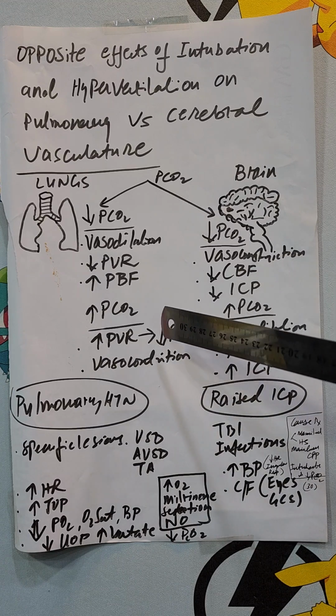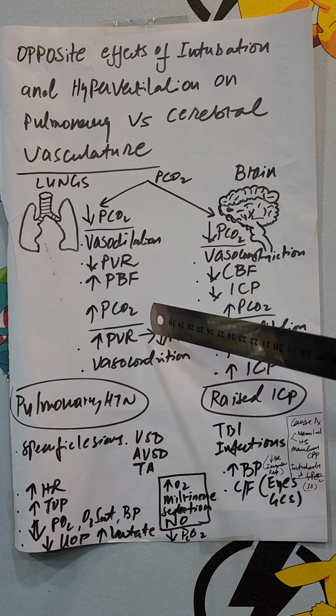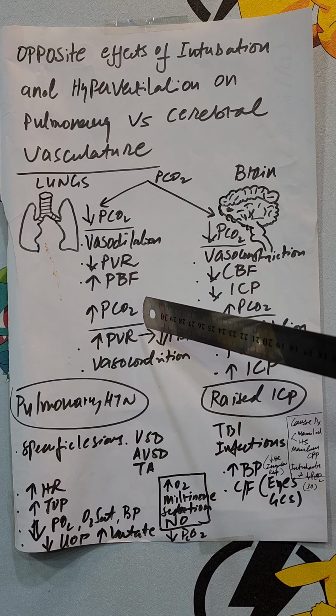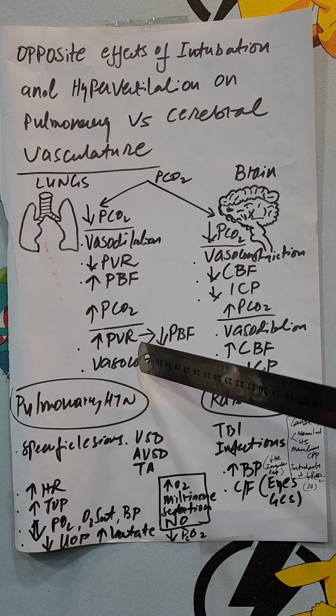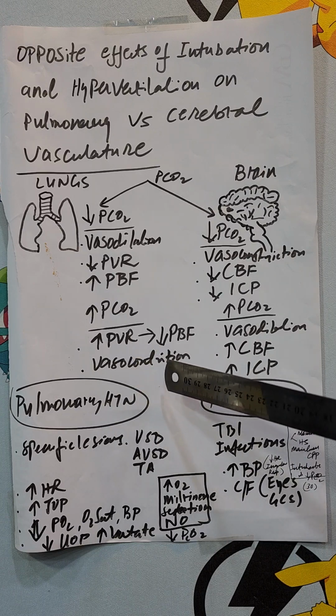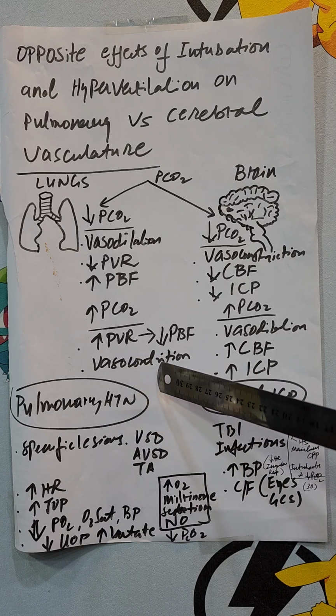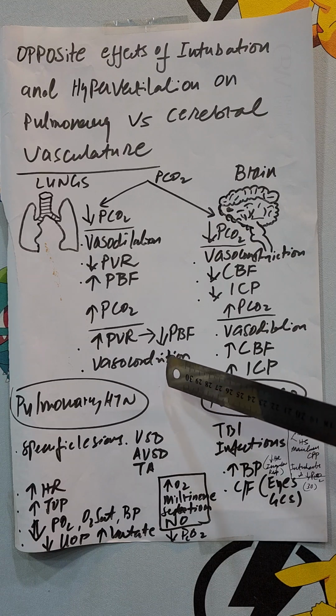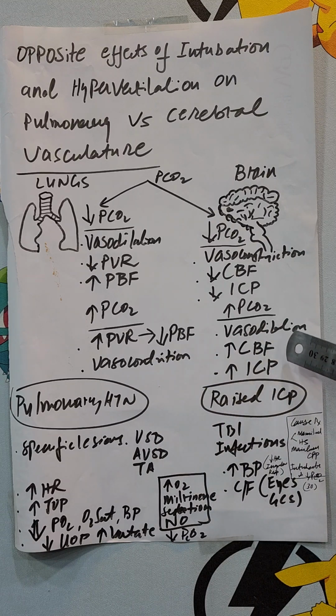And if you increase CO2 by hypoventilating someone, the lungs have increased pulmonary vascular resistance and decreased pulmonary blood flow because it vasoconstricts the pulmonary vasculature. And the reverse is true for the brain, because if you increase CO2, it leads to vasodilatation in the brain, increased cerebral blood flow, and ultimately you have a high ICP.